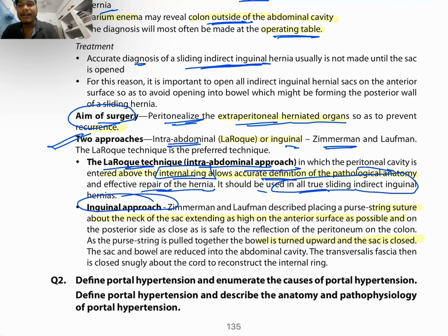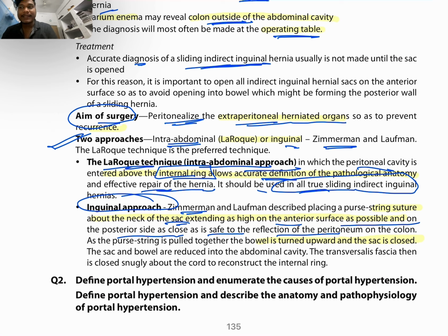And the inguinal approach is done as Zimmerman and Lofman described, placing a purse-string suture, like what we do in the process of appendectomy. Okay. The purse-string suture is to be placed around the neck of the sac, extending as high on the anterior surface as possible, and on the posterior surface as close as is safe to the reflection of the peritoneum on the colon.